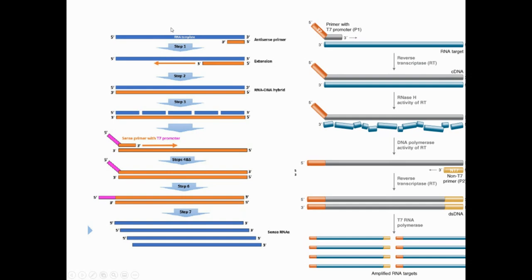So initially you have the RNA template, then you have the antisense primer, in the presence of a reverse transcriptase. So you synthesize this, and then you have this RNA-DNA hybrid. Then the RNase H will degrade the RNA and give you this single-stranded DNA. And then you have the sense primer with T7 promoter. Then you can synthesize this double-stranded DNA. Okay, this is NASBA.